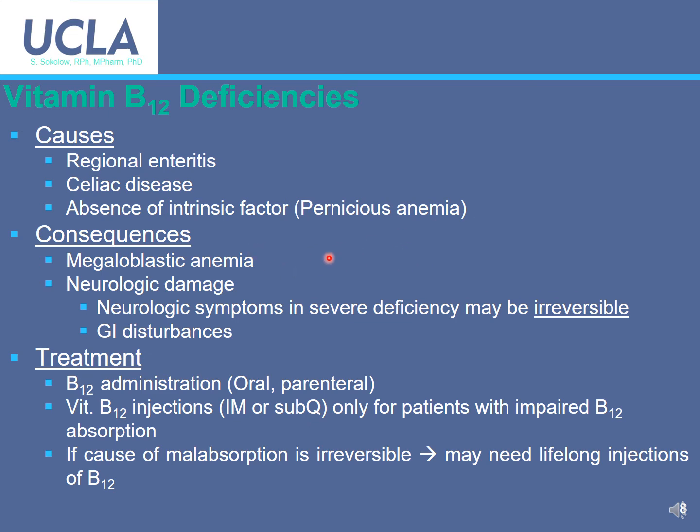So the consequence of vitamin B12 deficiency is megaloblastic anemia, and that can cause neurologic damage. Those neurologic symptoms in severe deficiency can actually be irreversible. So it's very important to treat B12 deficiency on time before leading to those neurologic symptoms, and it can also cause GI disturbances.